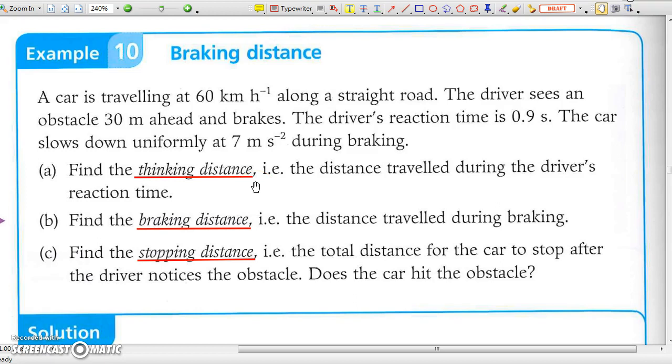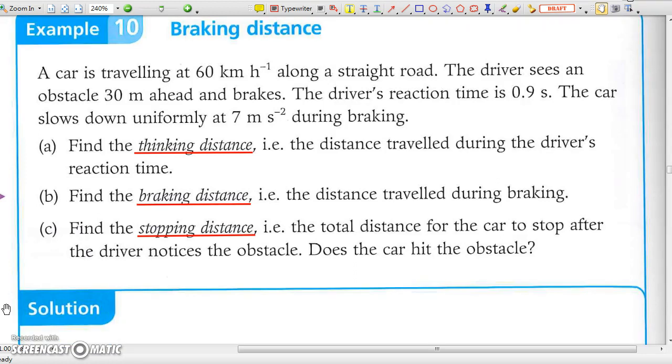Then he finally applies the brake and the car still moves forwards during the deceleration. The distance traveled during the deceleration is called braking distance. Finally, the car stops. So the total stopping distance, or just stopping distance, is the sum of thinking distance and braking distance. Read example 10 carefully before you move on.